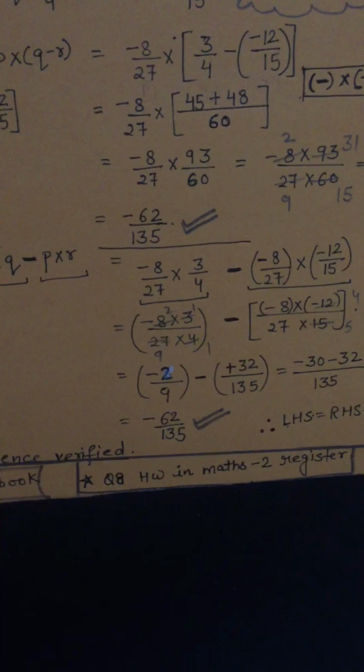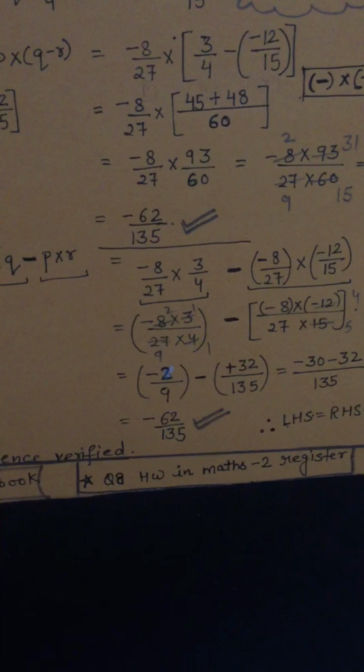So, let's start. What's the RHS? P into Q minus P into R. Put the value of P minus 8 upon 27, Q 3 upon 4, minus sign in between as it is. Now, why am I writing here minus 8 upon 27 in bracket? Because the value of P is negative and already there is one minus sign. To avoid any confusion, I would always suggest you, whenever there is a negative value, write it in brackets. Minus 8 upon 27 into minus 12 upon 15.